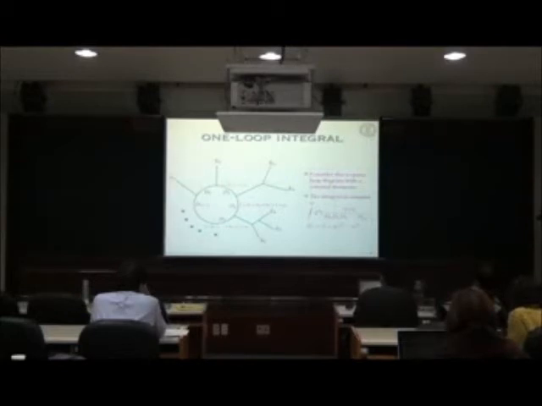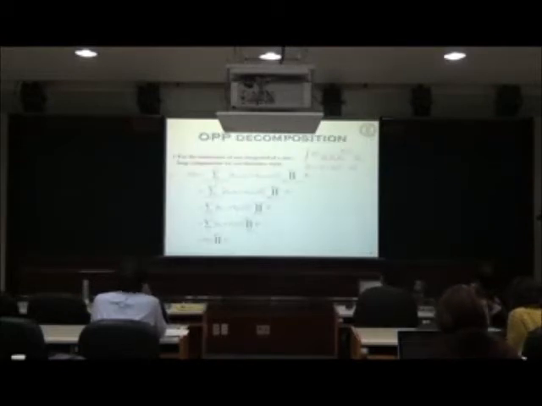Now what we can write is that this numerator function is actually given by this equation here. This is the core of the OPP reduction, so I want to spend a bit of time explaining what is here. You see the same coefficients, D, C, B, and A, as we had before.